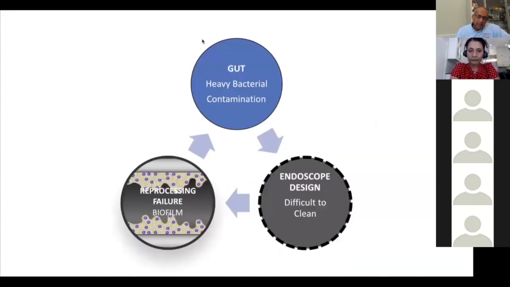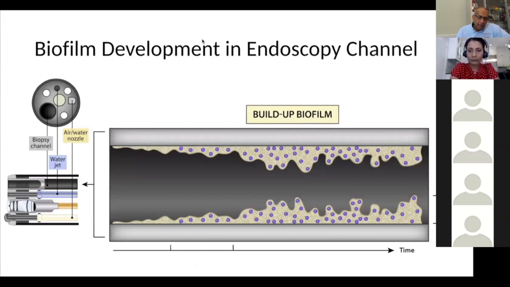All right. So next one is, we talked about gut. We talked about design and some of the issues. Now we're going to talk about what happens if you don't reprocess and it leads to biofilm. So what is biofilm? Biofilm is a film of a biomaterial. It could be protein, it could be fat or whatever that sticks to the lining of the scope, if you don't clean it properly, and if you do not clean it immediately after the scope comes out of the patient.